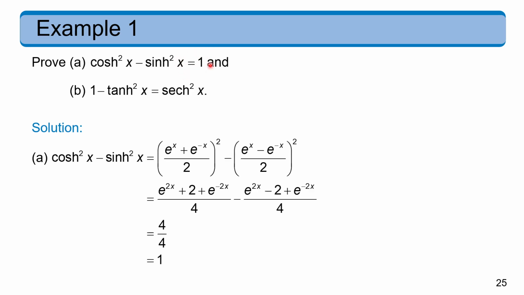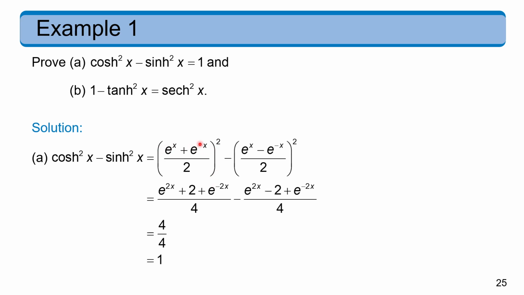show it equals 1. So the first thing we're going to do is replace hyperbolic cosine with its definition in terms of the exponential functions. So when I first, a couple slides back, gave you the formula for hyperbolic cosine, this was it. But then it's squared, so we need to put a square on the outside. And then we also replace hyperbolic sine with its formula in terms of the exponential functions, and then that one's also squared.